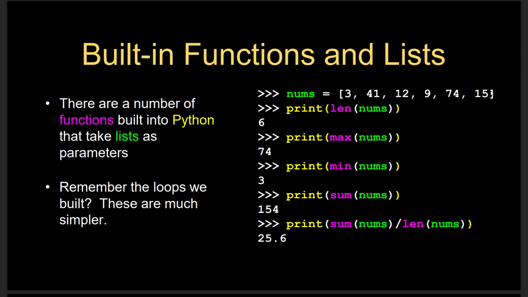Suppose I want to find the maximum number in the list, we have a built-in function max. By using this max built-in function, we can find the maximum number in the list. So the maximum number in the list is 74.